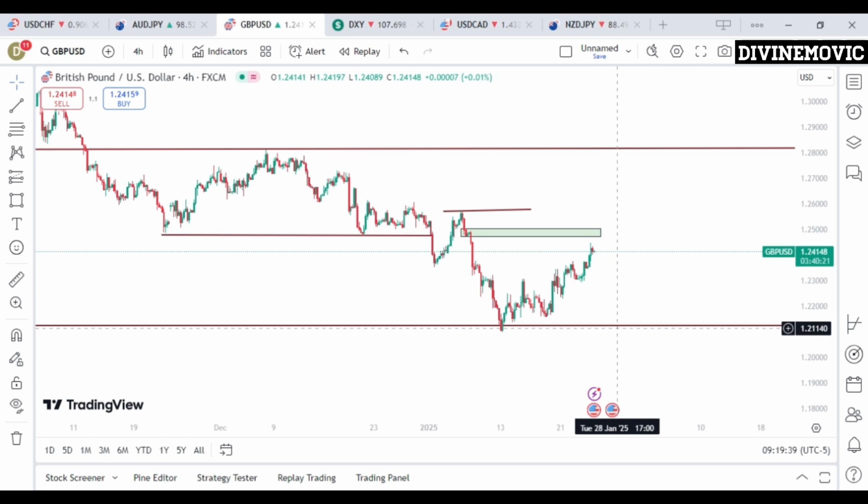Before we can sell, we want to understand how to refine this particular zone to become a point of interest, because we can't just sell from a supply zone. We have to refine it to become a point of interest so that we know the particular point we are likely going to sell from. And for us to refine this supply zone, it has to be on the 1 hour time frame.